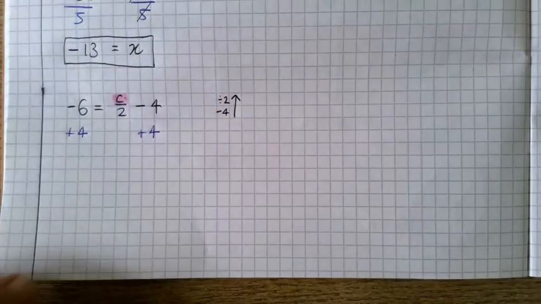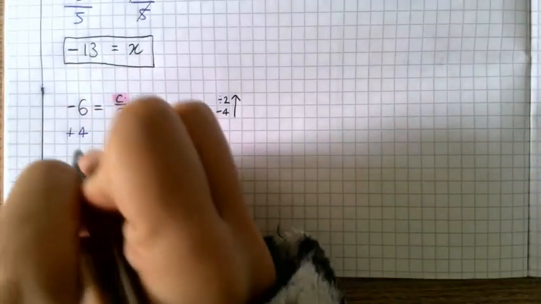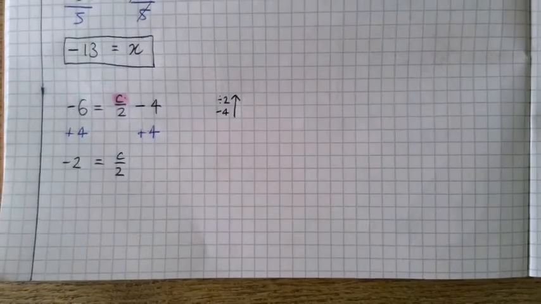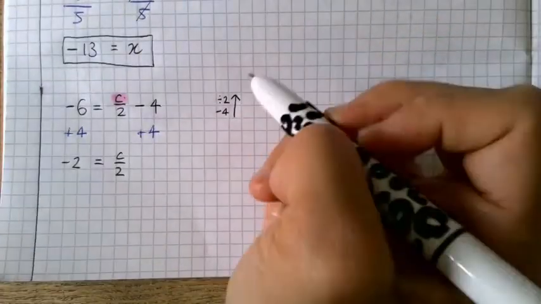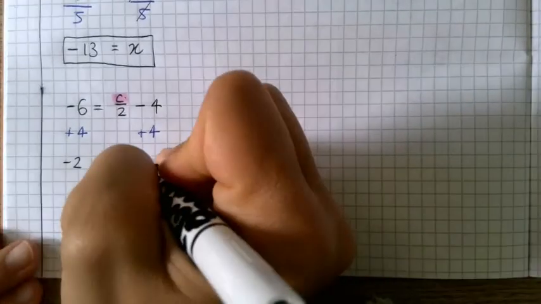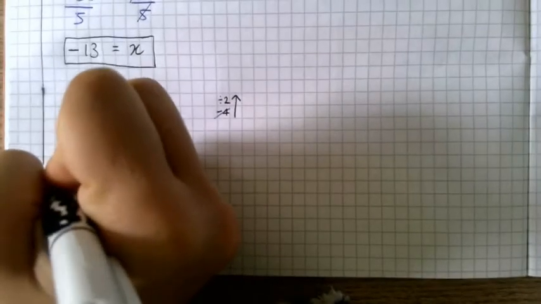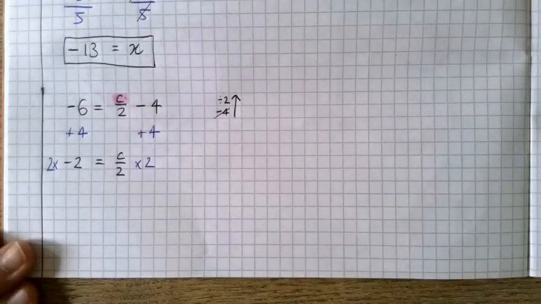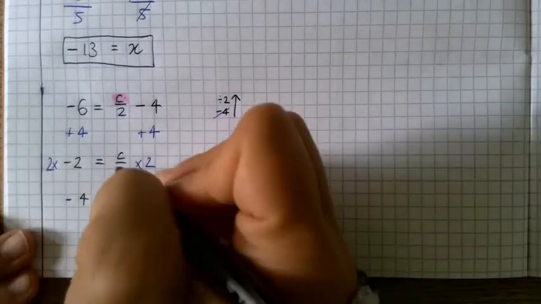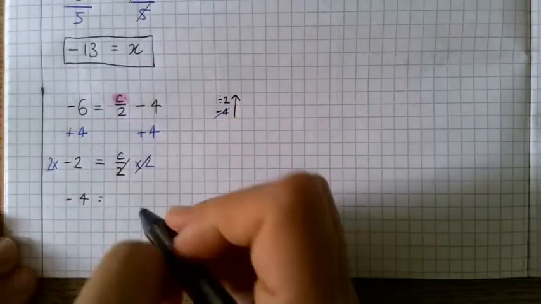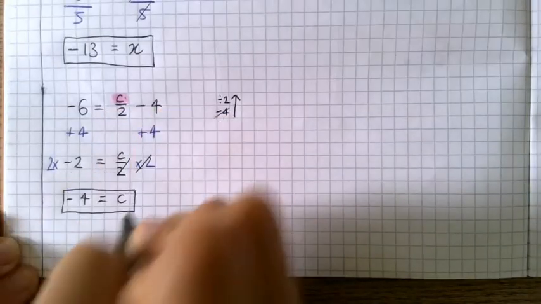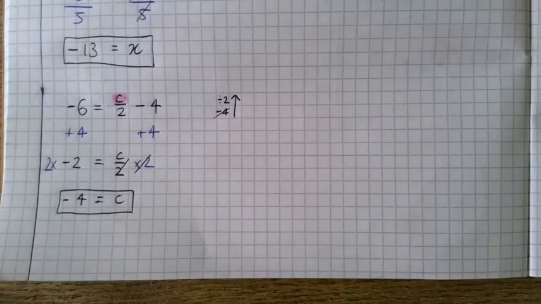So that's going to give me negative 6 plus 4 is negative 2, and then c over 2 on the right hand side. So I've sorted out that, and now I need to undo divide by 2, and I'm going to do that by multiplying by 2 on both sides. So I'm going to get myself negative 4 over here, and then multiply by 2 and divide by 2 cancel to give me just c. So I found out that c is equal to negative 4, and I've solved the equation.